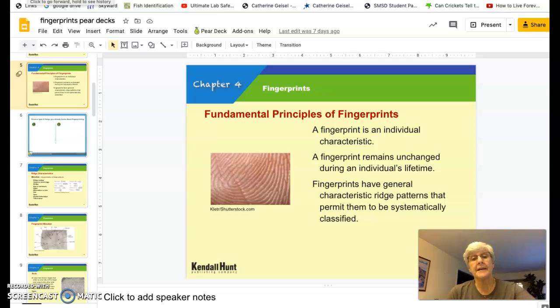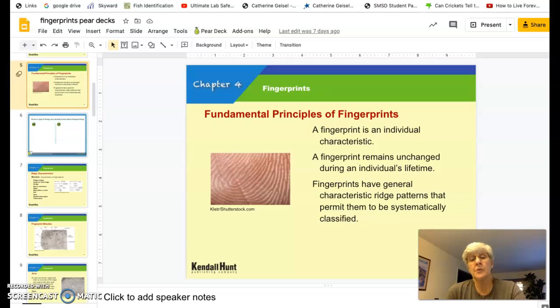Okay, so we're going to start again on fingerprinting. We looked at what fingerprints were made up of, what the three main patterns were: loop, whirl, and arch. The arch has the tented arch as well as the normal arch. For the whirl, you've got central pocket whirl, the normal whirl, the double loop whirl, and the accidental. And for the loop, you've got a radial and an ulnar loop, depending on which hand it's from.